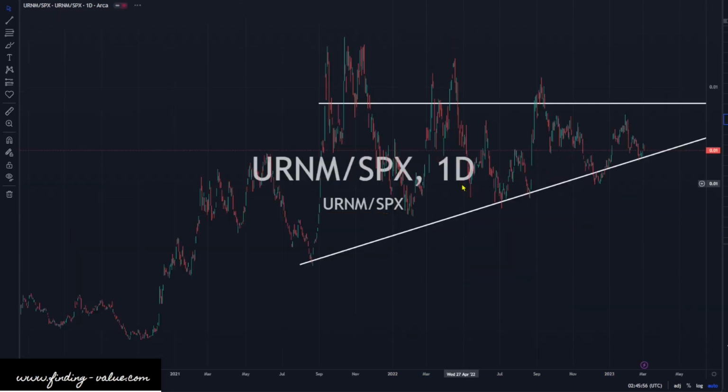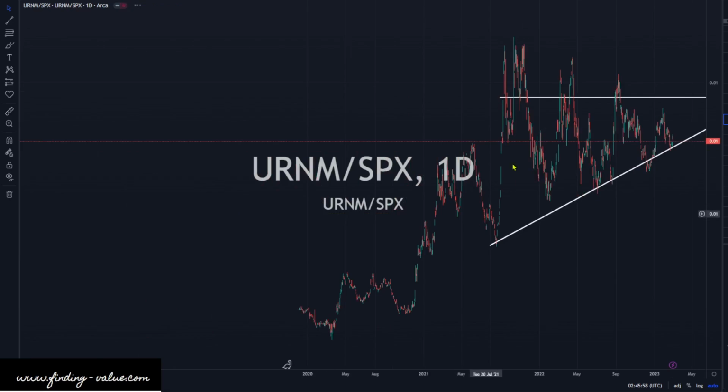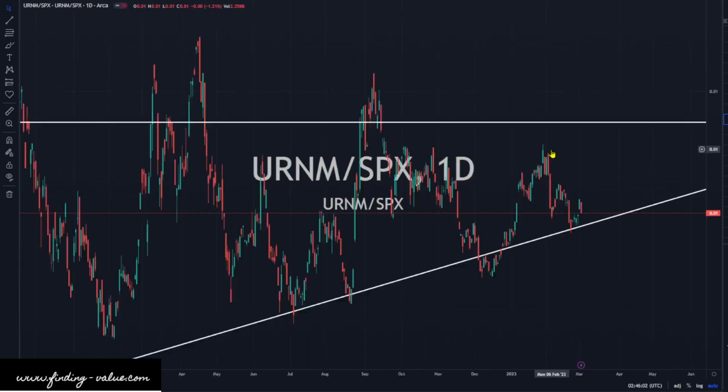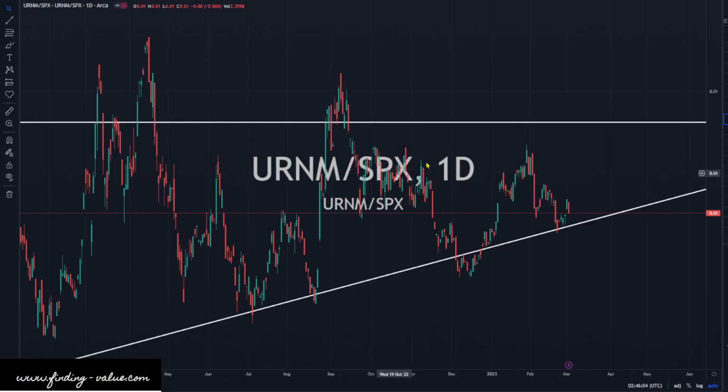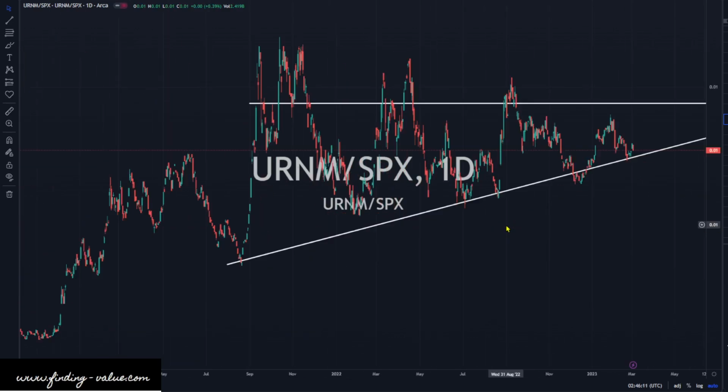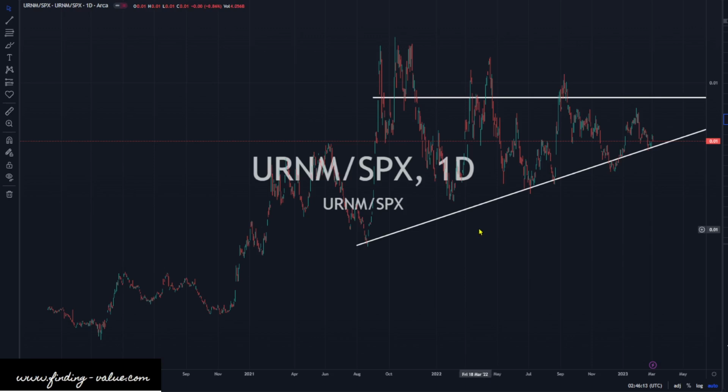And then URNM versus the S&P 500, we are squeezing up into this pattern. I think URNM is going to break to the upside at some point. Maybe we have a little bit further to go in time to consolidate sideways for URNM.